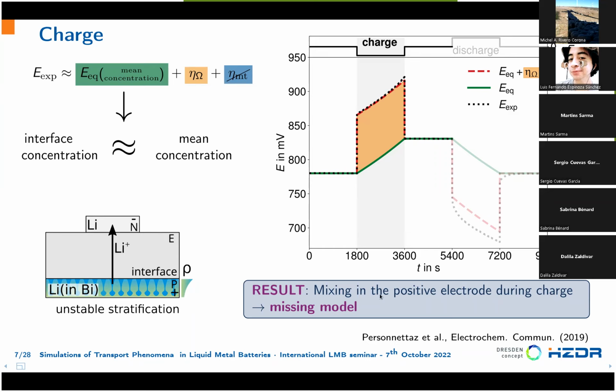This means that there is some mixing in the positive electrode, but we need a model to understand it. And this mixing can be explained by the fact that we are removing the light fluid from the top of a heavy fluid. We locally generate heavy parcels of fluid that then sink down and generate a strong flow that mixes everything very well.